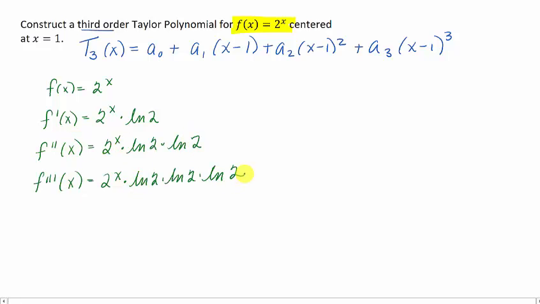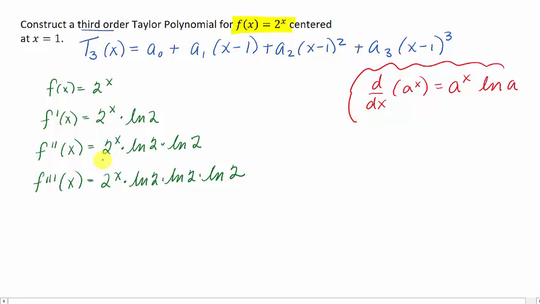Now, as you're doing this, you want to make sure you recall the derivative of an exponential. So just as an aside, recall that the derivative with respect to x of a to the x is a to the x natural log of a. So as we're doing these problems over here, if I'm taking the derivative of 2 to the x, that's going to be 2 to the x times the natural log of 2.